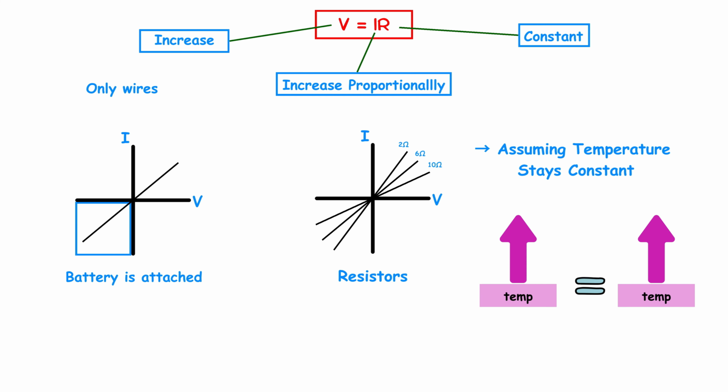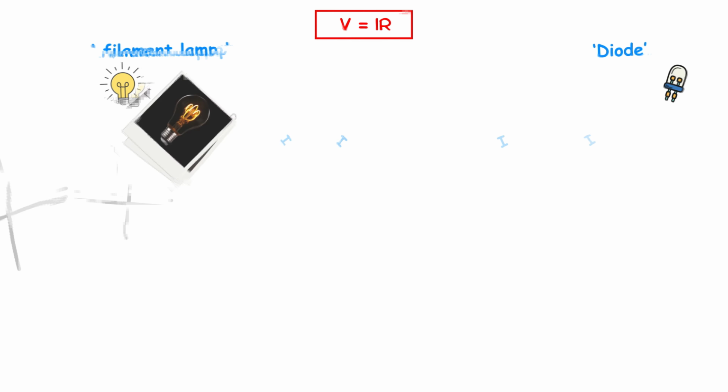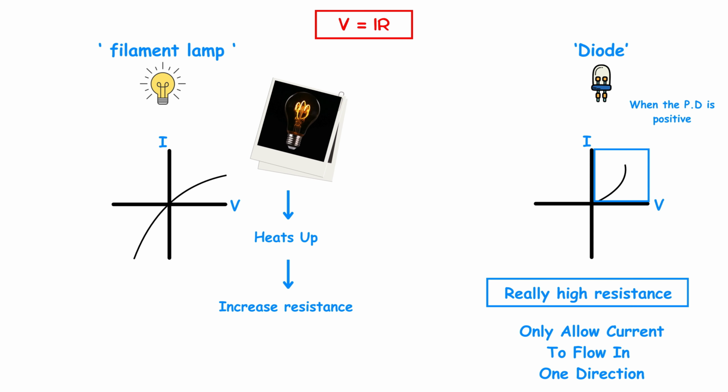One thing to mention here is that we're assuming that the temperature stays constant. If we increase the temperature, then the resistance would also increase, and in reality higher currents do generally cause wires to heat up if they are left on for a while, so in practice the lines don't always look quite this straight. The next thing we need to look at are the graphs of filament lamps and diodes.